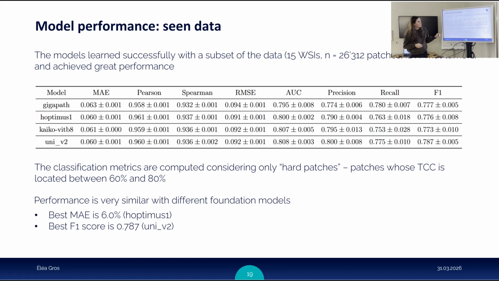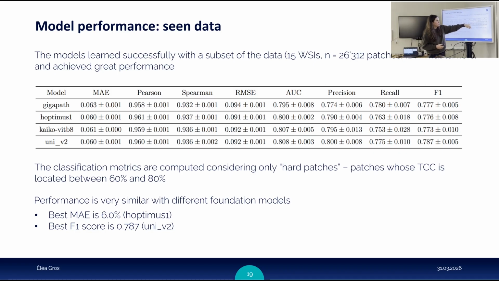We trained the model so far on a subset of the data that we have. We used 15 whole slide images, and we have about 26,000 patches, and we achieved very great performance with basically all of the foundation models that we used. We got a mean absolute error of 6%, which is great, and the correlation coefficients, both Pearson and Spearman, are really good also.